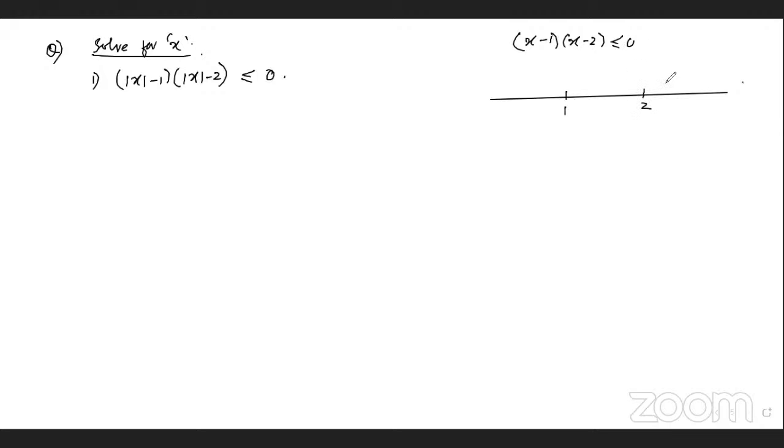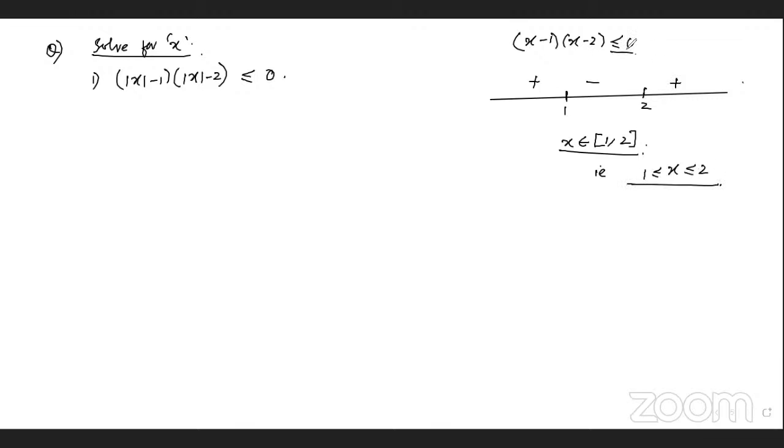Now, using the wavy curve method and the sign rule I told you about, this is plus, this is minus, and this is plus. Here it is less than or equal to. What does this mean? x belongs to [1, 2]. That is, x is greater than or equal to 1 and less than or equal to 2. I hope it's clear to you.